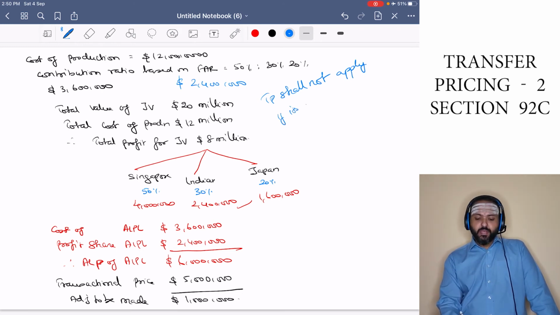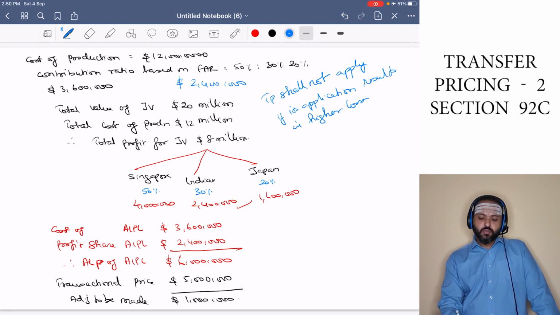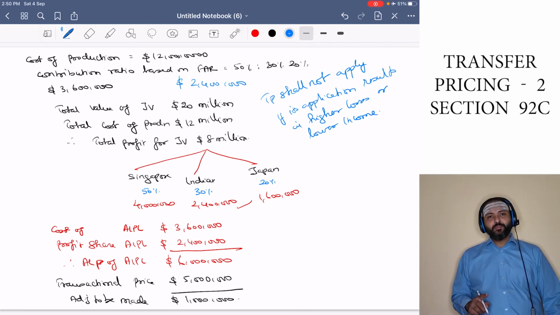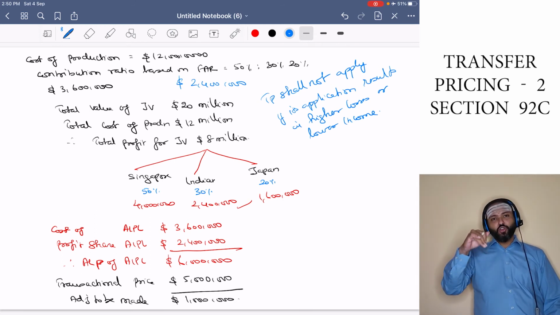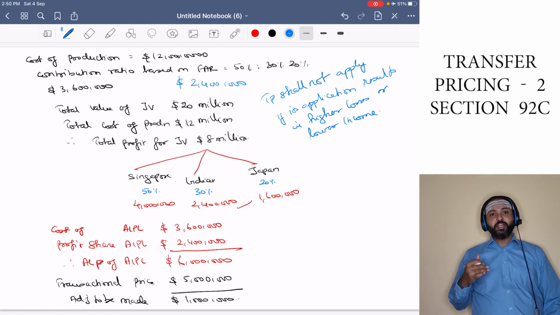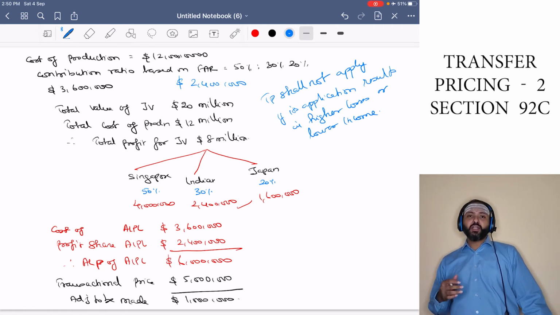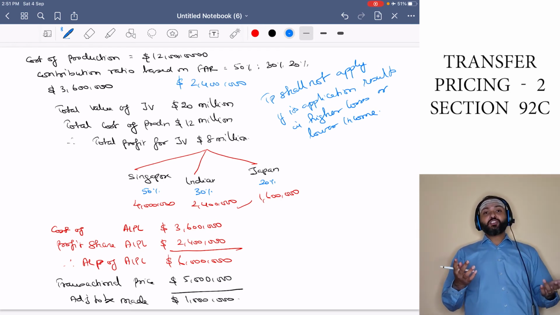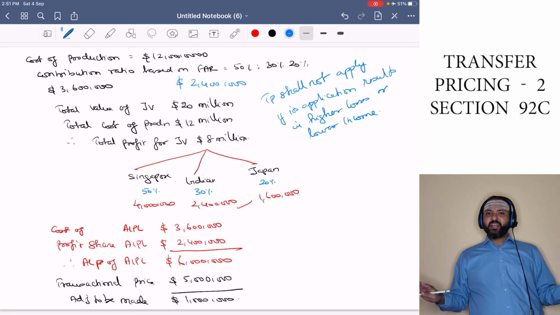its application results in higher losses or lower income. So in this case, what happens? If the cost reduces to 2.4, adding the profit margin, the overall income has lowered from the declared 5 million to 4.8 million, which means what? The very basic purpose of transfer pricing is to do what? Safeguard the interest of revenue. If I apply transfer pricing now, the interest of revenue is affected, so I will not apply transfer pricing here.